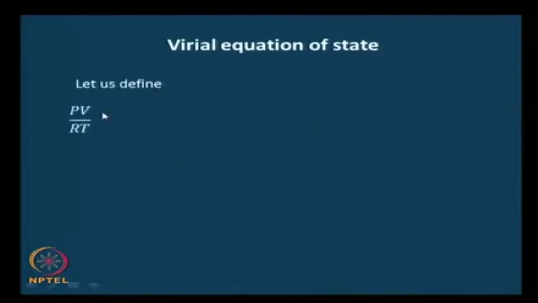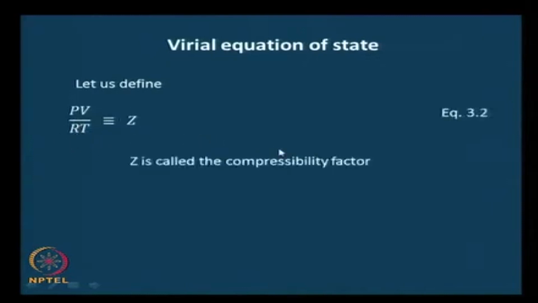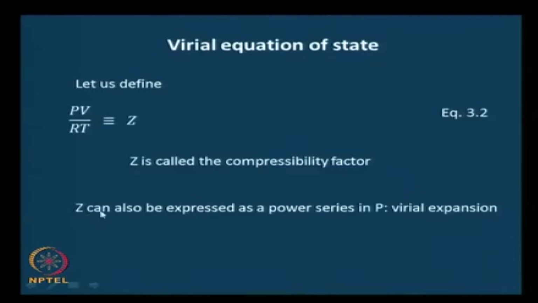To know what a virial equation of state is, it is written in terms of what is called the compressibility factor. Compressibility factor is nothing but PV by RT. It is defined as PV by RT, and the Z is the one that is expressed in terms of a power series in P, and that is called a virial expansion. For example, Z equals 1 plus B2 P plus B3 P squared plus B4 P cubed plus B5 P power 4 and so on. This is a virial expansion in pressure for the gas.